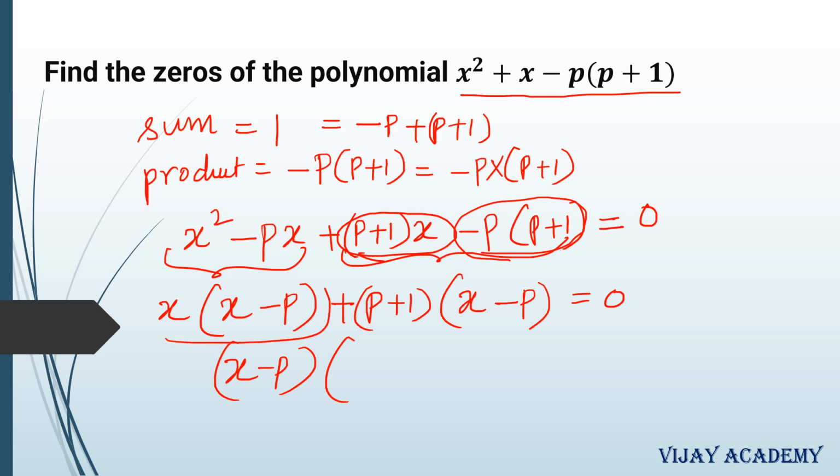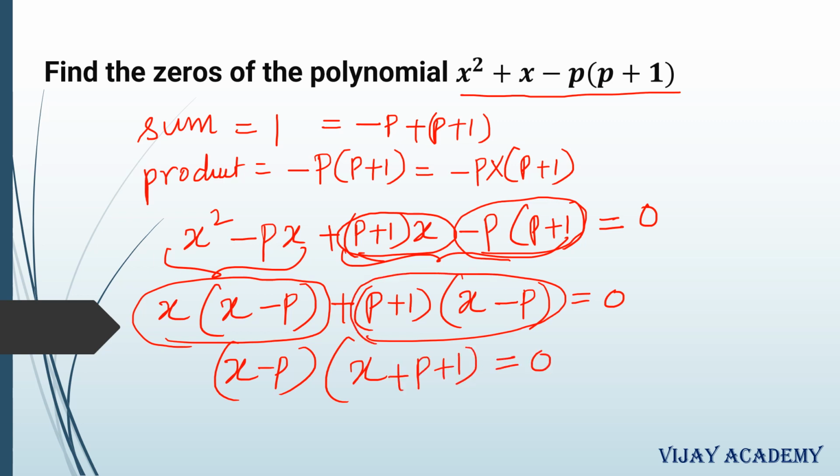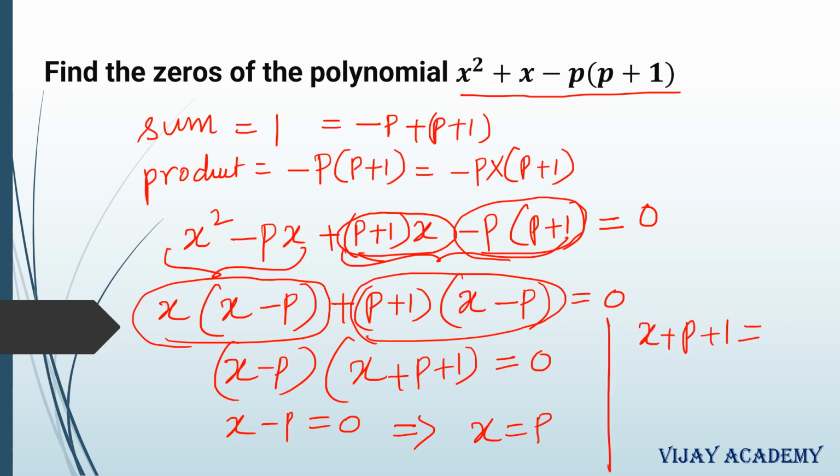From the first term the quotient is x, and from the second term the quotient is p + 1, and equate each linear factor to 0. So x − p = 0, therefore x = p, and equating one more linear factor, that is x + p + 1 to 0, we get another zero, x = −p − 1. So these are the two zeros of the polynomial.